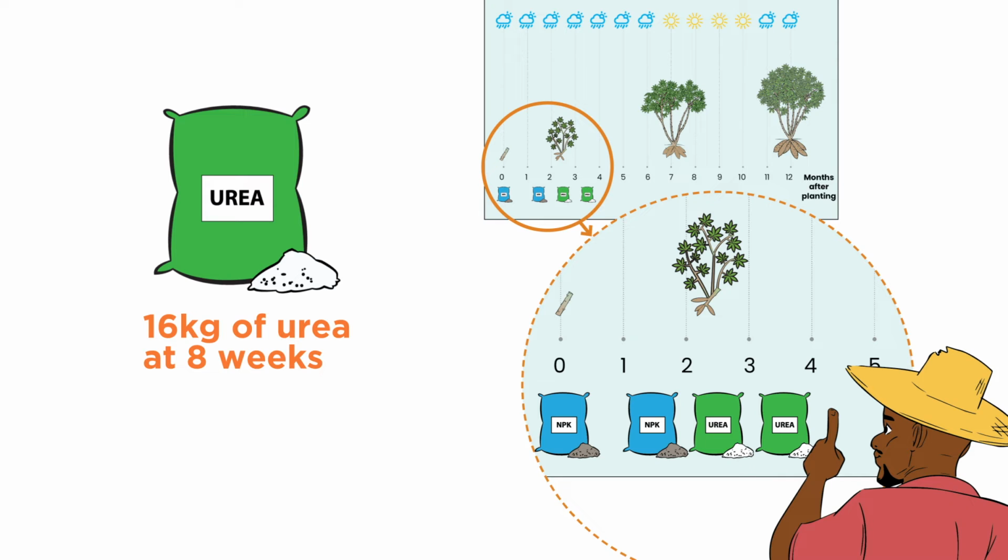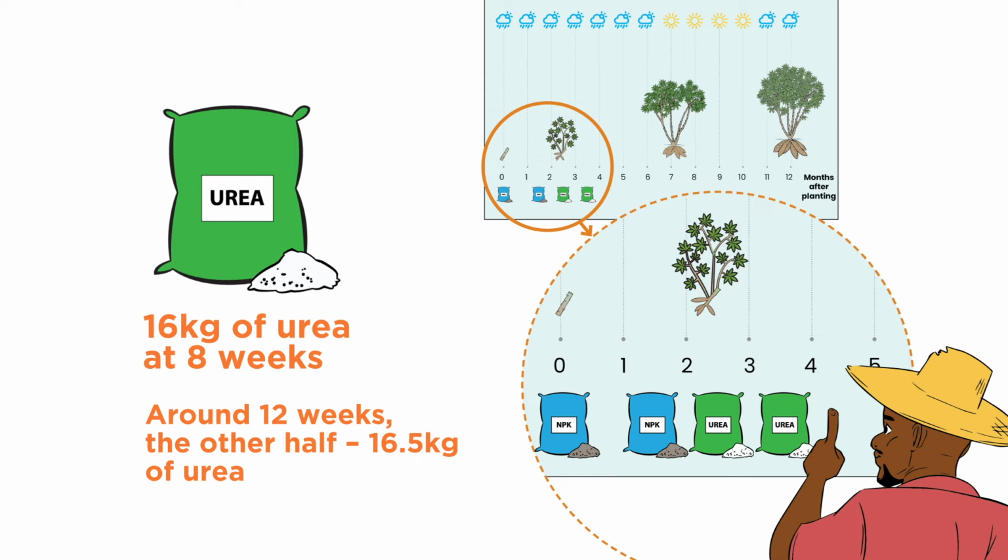Because it still rains heavily at times, he decides to split the urea application as well. He applies about half, that is 16 kg of urea, at 8 weeks, and around 12 weeks, the other half, 16.5 kg of urea. This way, John helps his cassava crop to make the best use of the fertilizer applied.